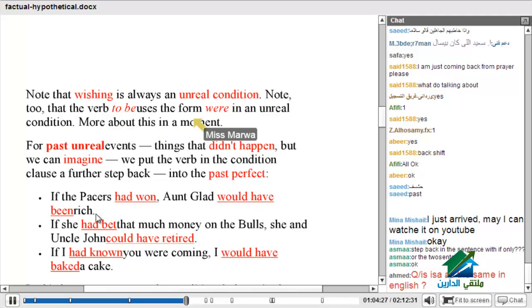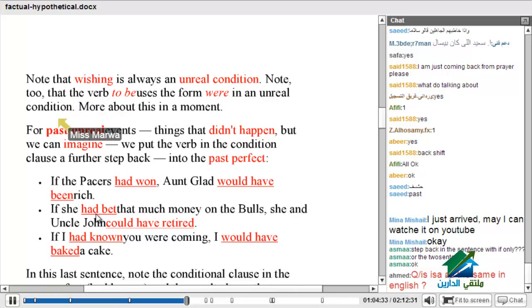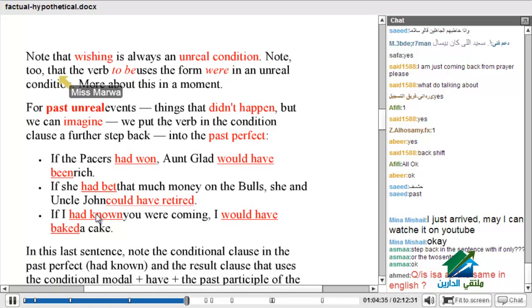Is this in English? I can't understand your question.